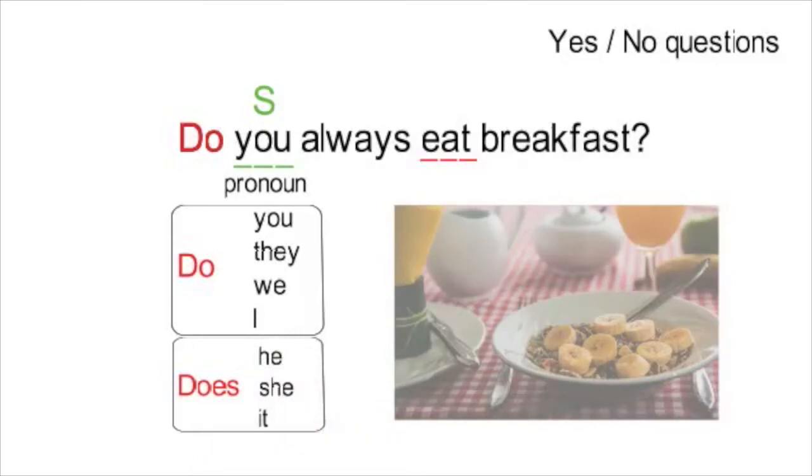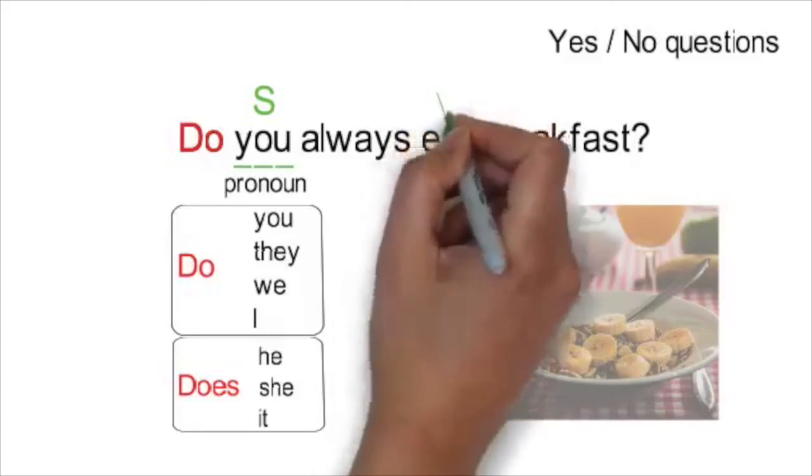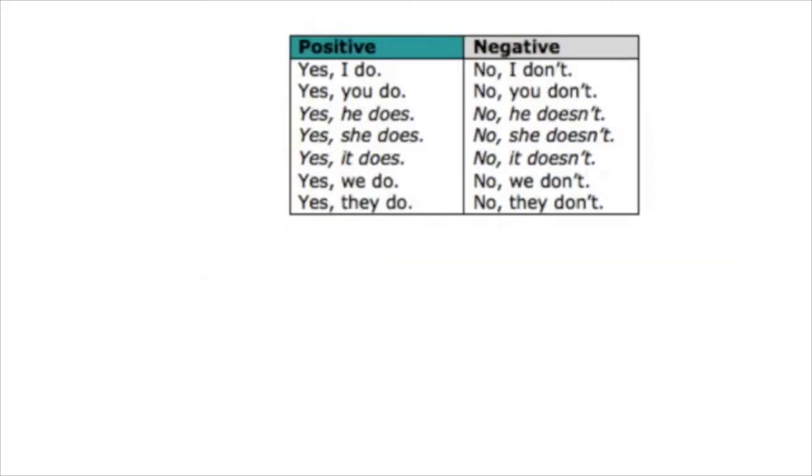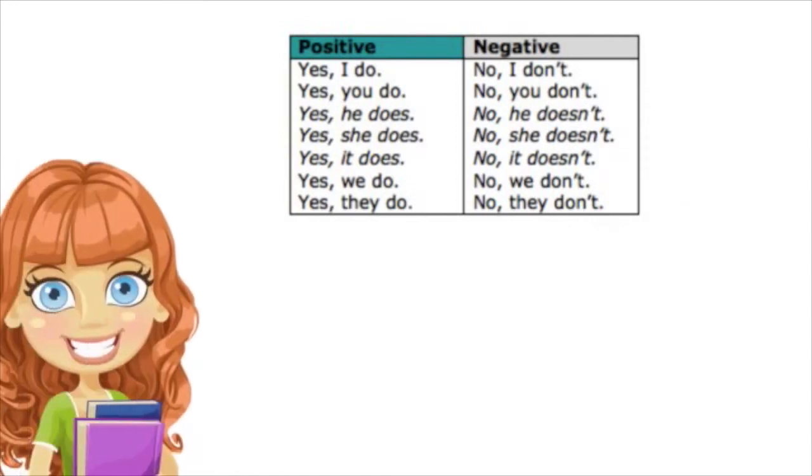Somewhere after the pronoun or the subject is the main verb. In this sentence, do you always eat breakfast? The main verb is eat. Remember that the adverb of frequency comes between the subject and the main verb. Also, the main verb is always in the base form. You never add an S here. For short answers to yes or no questions, look at the following table and listen to the examples as you read.